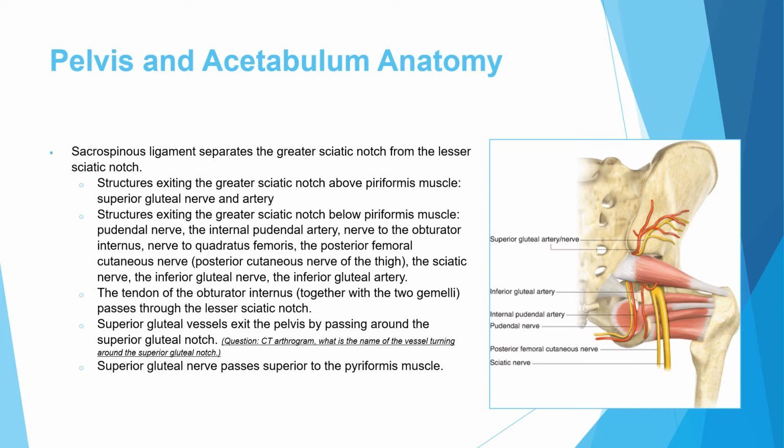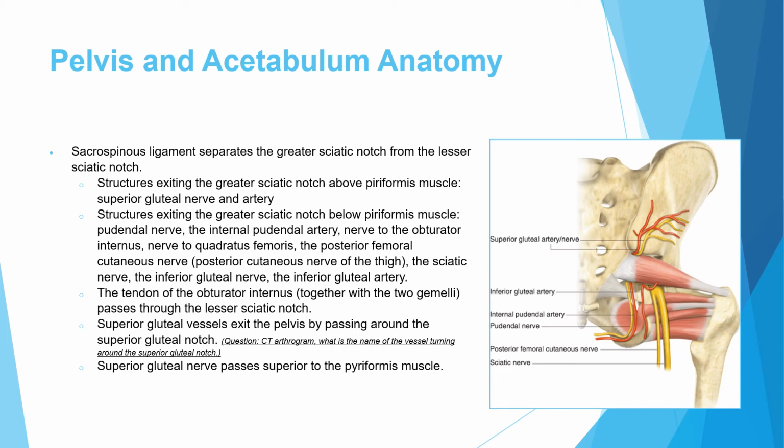Remember that the superior gluteal vessels exit the pelvis by passing around the superior gluteal notch. So sometimes you get a CT angiography and you will find a vessel turning around the superior gluteal notch, and you will be asked, what is this vessel? It is the superior gluteal artery. So the superior gluteal vessels exit the pelvis, passing around the superior gluteal notch. So they take this sharp turn here, and they may be injured in pelvic fracture. So they are important clinically.